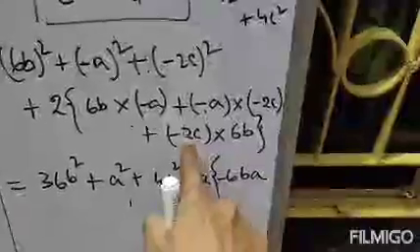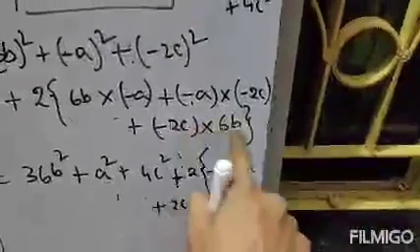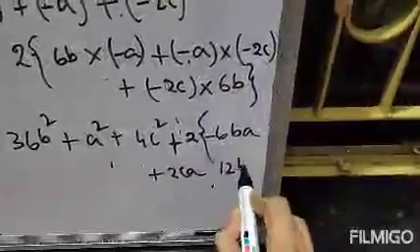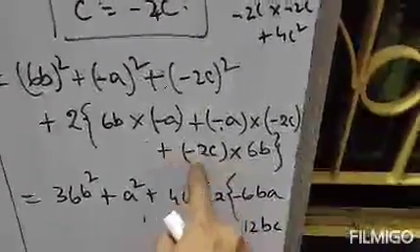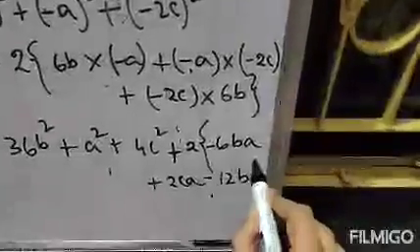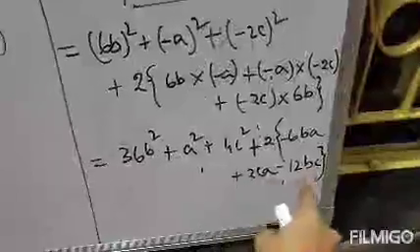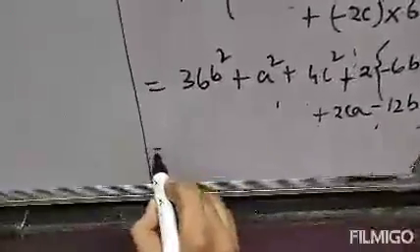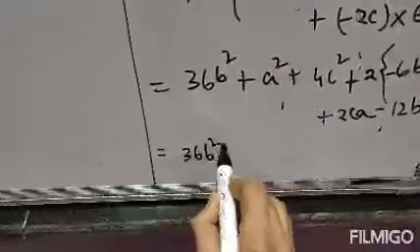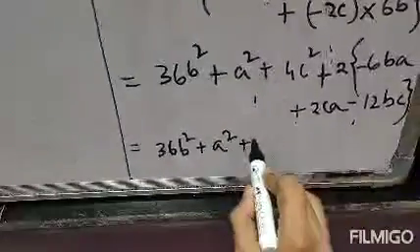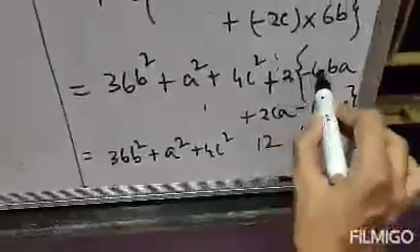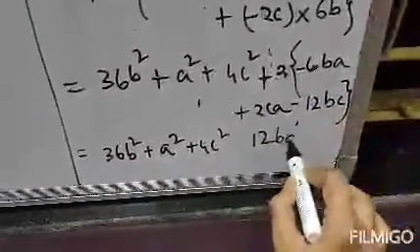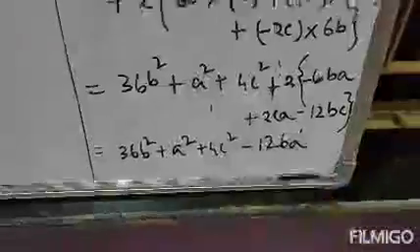Clear? Then multiply this 2 and 6, 2 and 6 are 12, and cb, that means 12cb. Clear? And there is a minus sign, that means minus plus gets minus, this is minus. Clear? Now we will multiply 2 to each of these to get our answer. Therefore this is 36b square plus a square plus 4c square, then 2 6s are 12, and ba, and the sign is plus minus minus.